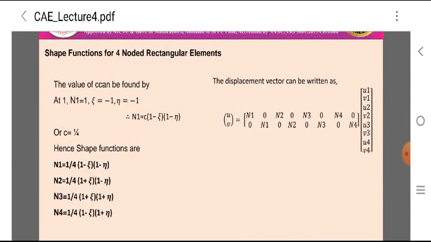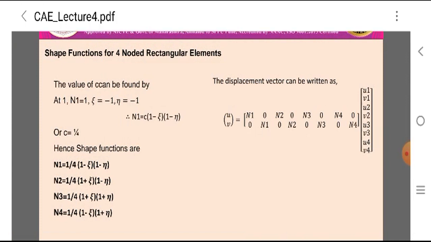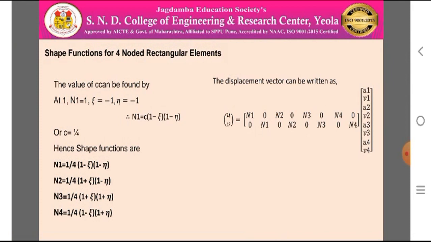The value of C can be found at node 1, where we have seen N1 is equal to 1, epsilon is equal to minus 1, and eta is equal to minus 1. By putting these values in the N1 equation, we get C is equal to 1 by 4. Hence, the shape functions are N1 is equal to 1 by 4 times 1 minus epsilon into 1 minus eta. N2 is equal to 1 by 4 times 1 plus epsilon into 1 minus eta. N3 is equal to 1 by 4 times 1 plus epsilon into 1 plus eta. And N4 is equal to 1 by 4 times 1 minus epsilon into 1 plus eta. The displacement vector can be written as U is equal to the shape function matrix times the displacement matrix.